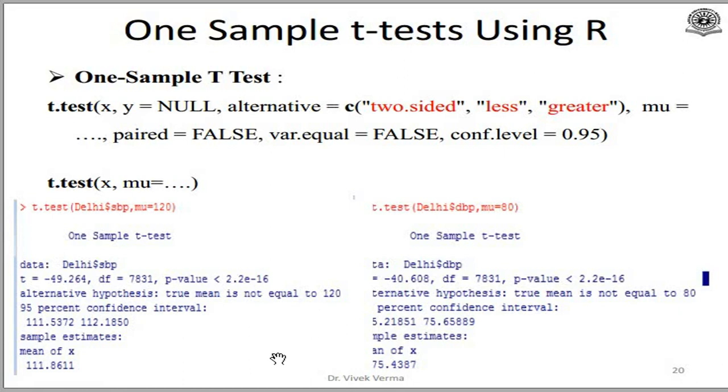In the reporting, we can also see that the 95% confidence interval of the data has been reported. In the case of systolic blood pressure, that is 111.5 to 112.2, whereas for diastolic it varies from 65 to 75, and the average will be 75.43 in the case of diastolic, and in the case of systolic it is 111.9.